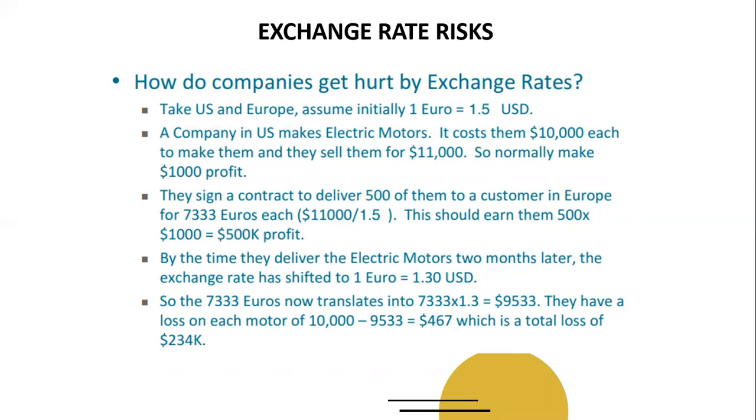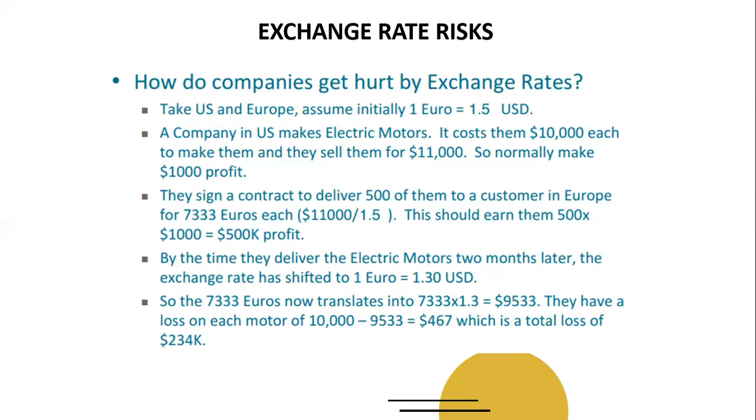So in this slide now, I'm going to talk to you just a little bit more about exchange rate risks. And I want to give you an example of, let's say there is a company, a US company. It costs them $10,000 to make an electric motor. And they are able to sell that motor for $11,000. So by and large, this electric motor company is quite happy to make $1,000 profit on every single electric motor that they sell.